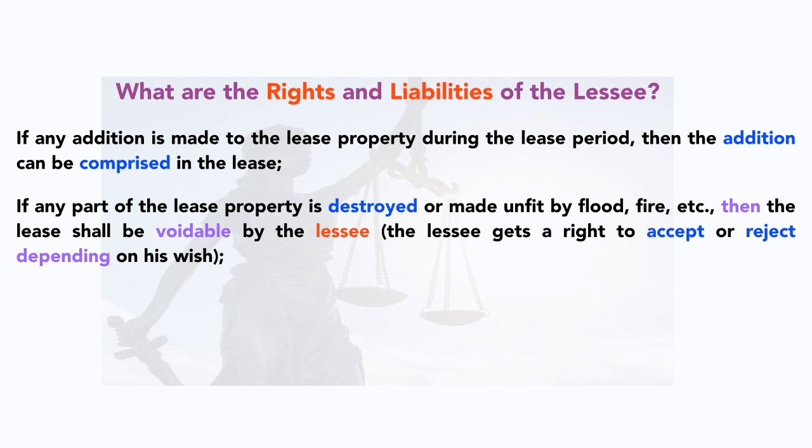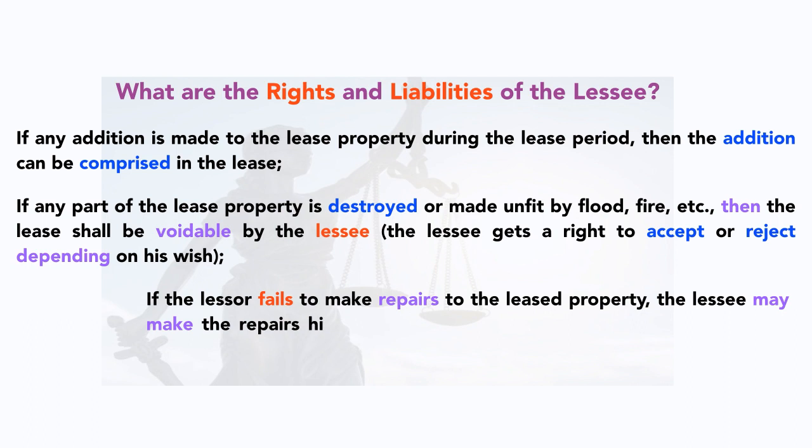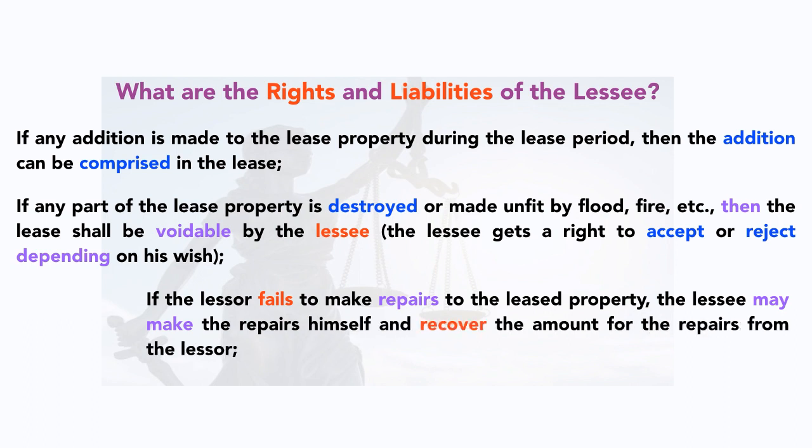If the lessor fails to make repairs to the leased property, the lessee may make the repairs himself and recover the amount for the repairs from the lessor. Simple point, I believe you must have understood that. Suppose you are a renter and you did some kind of work like painting, then you can demand that amount from your lessor, because you added certain value in that property. So, you must be paid that amount.